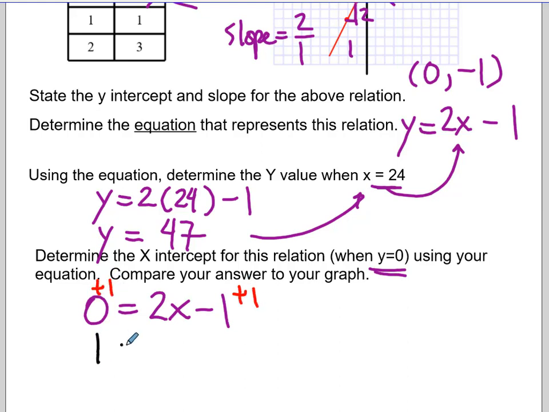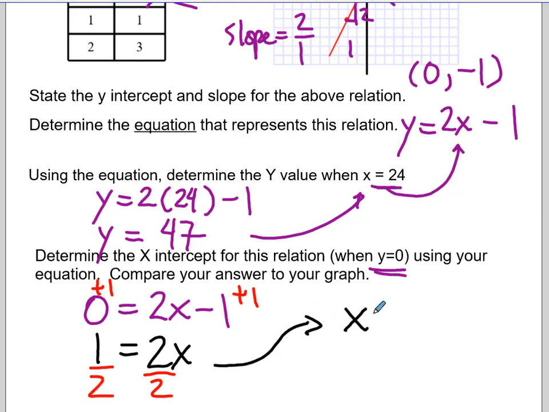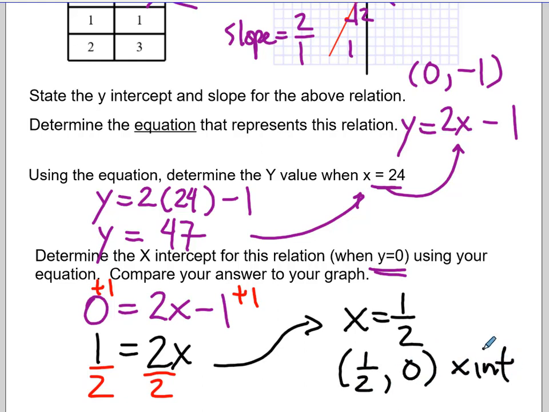So I now have 1 equals 2x. I'm then going to divide both sides by 2, and I can come up with x equals 1/2. And as a coordinate, that would be (1/2, 0), and that would be my x-intercept.